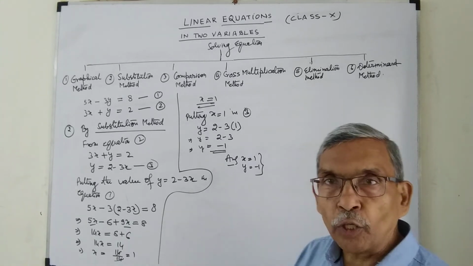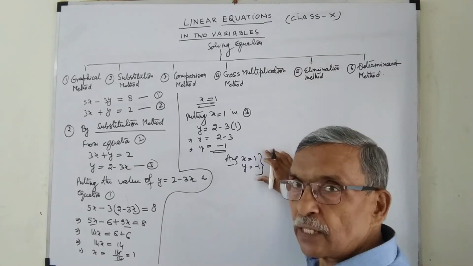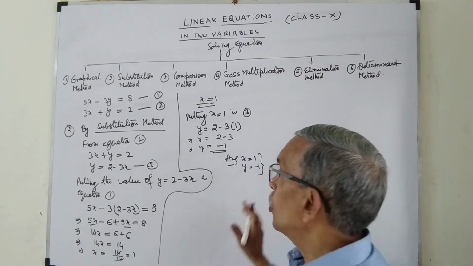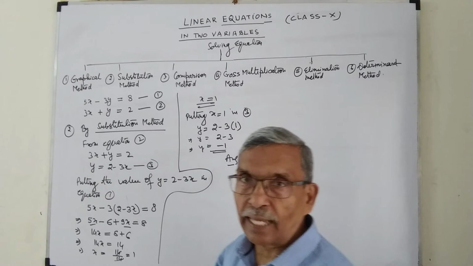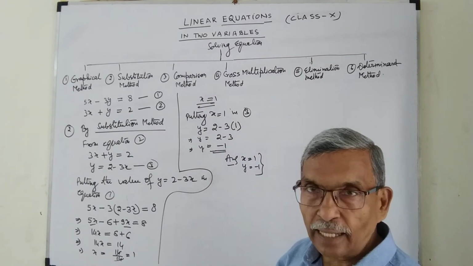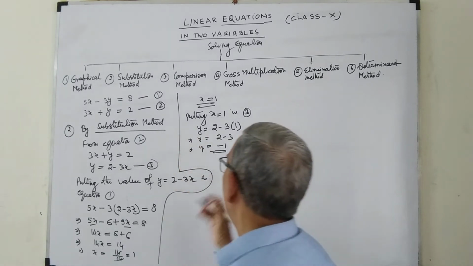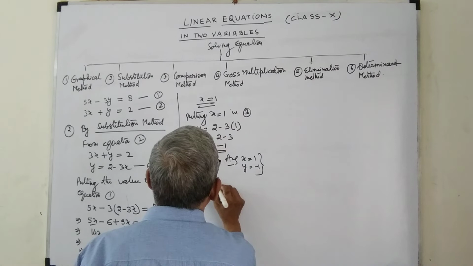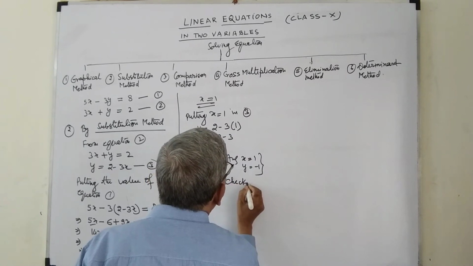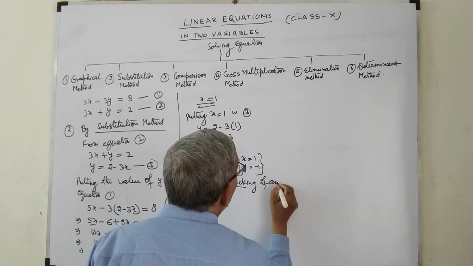There is a method for checking the answer. We substitute the values, the answer you got, in the left hand side of the given equation. If you are getting a value equal to the right hand side, it means you are right. Otherwise you are wrong. So let us see. Checking of answer.